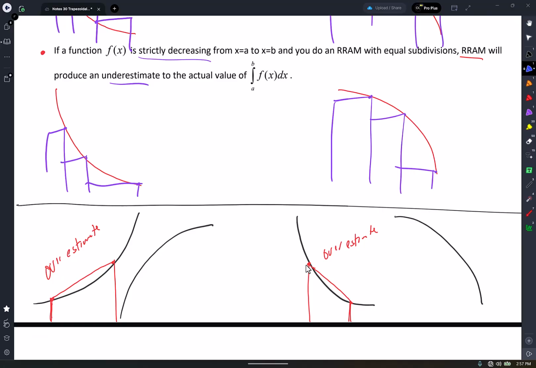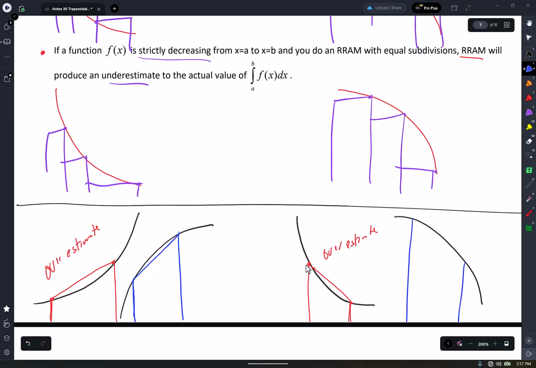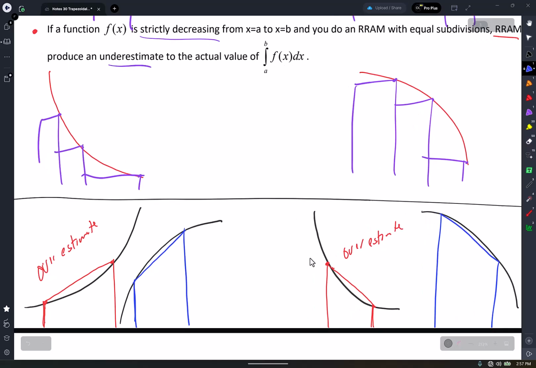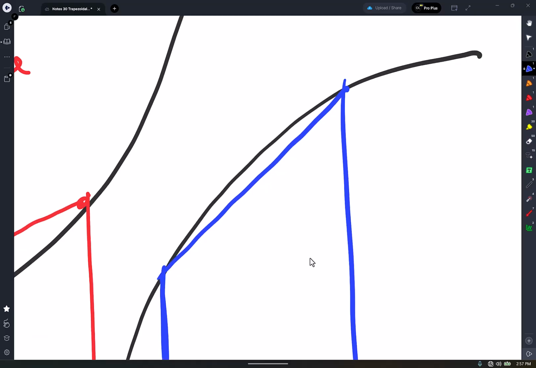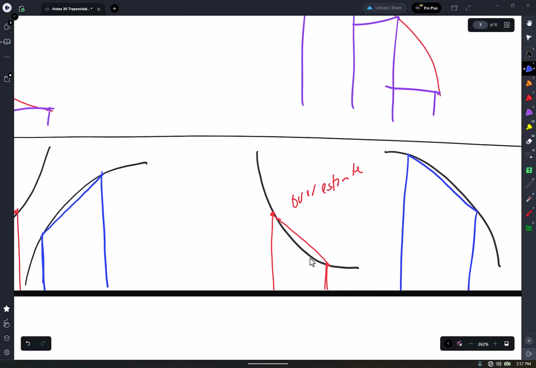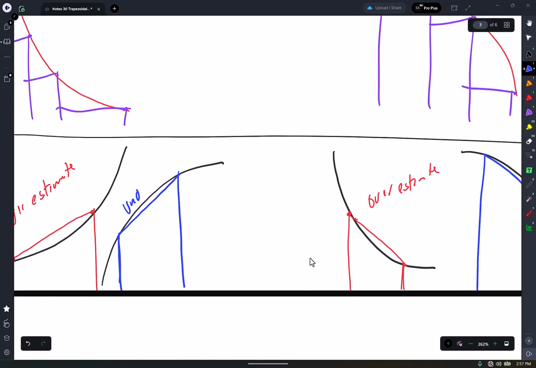Look, I'm just putting one trapezoid. One trapezoid. If you zoom in, is it going to be an overestimate or underestimate for concave down? Underestimate. I color coded it, guys.